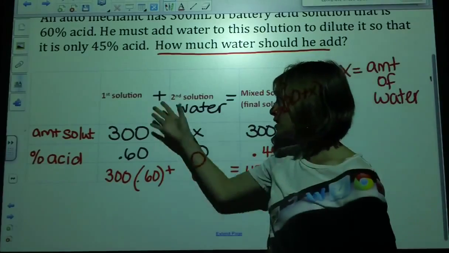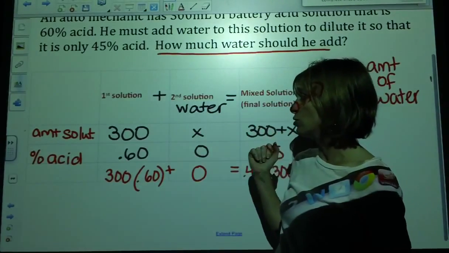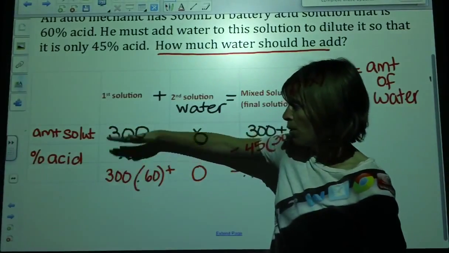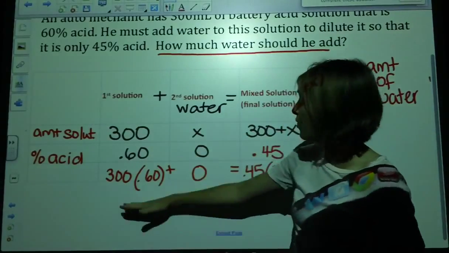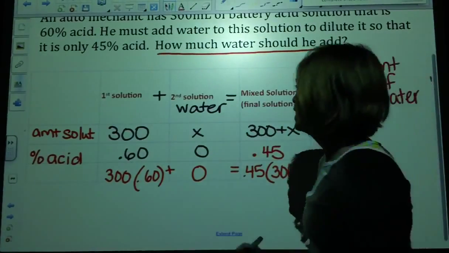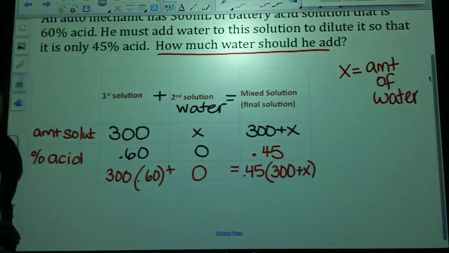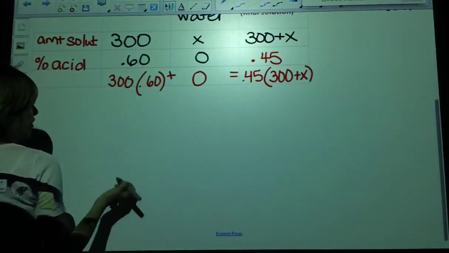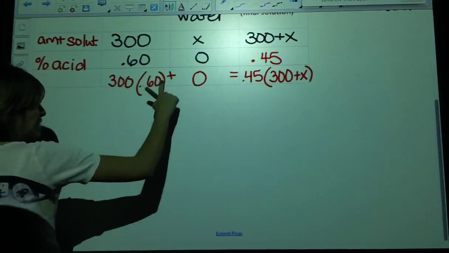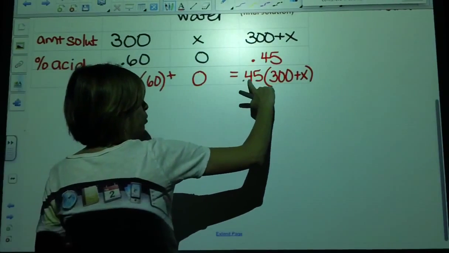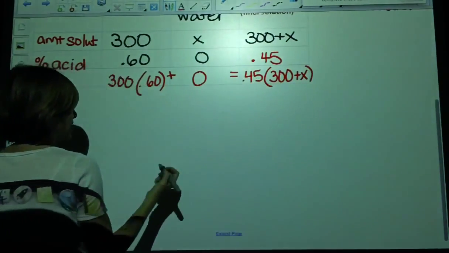So again, we're mixing your two solutions to get a final solution. Each solution has two components which you multiply together, and then you write your final equation. If you do the chart like this, your final equation will actually be your bottom line, okay? All right, so let's work with that. We've got 300 times 0.60 plus 0 equals 0.45 times (300 plus x).